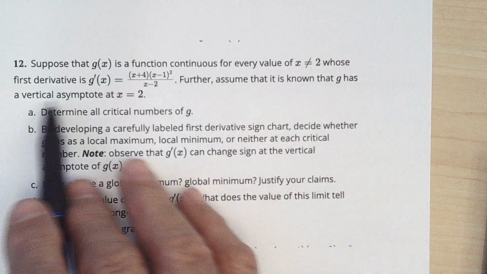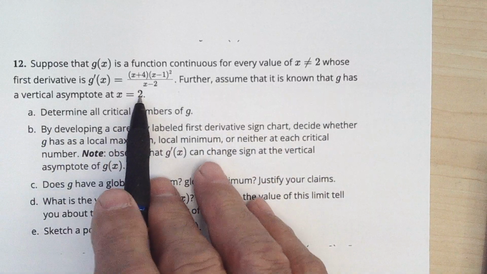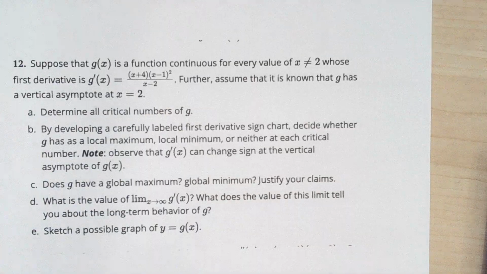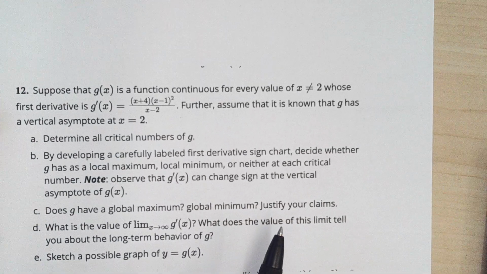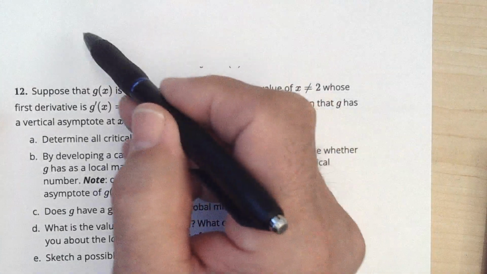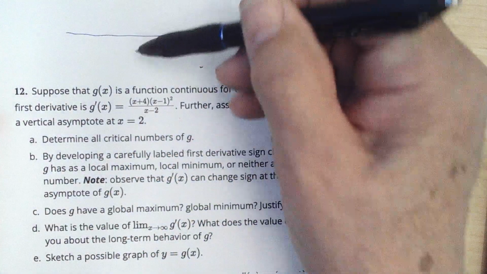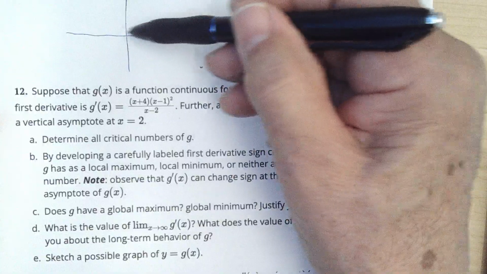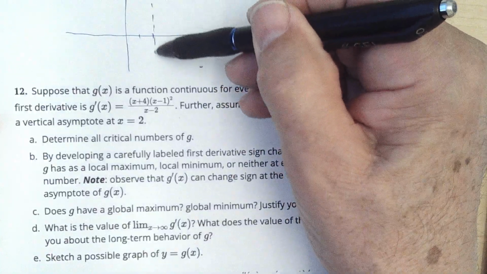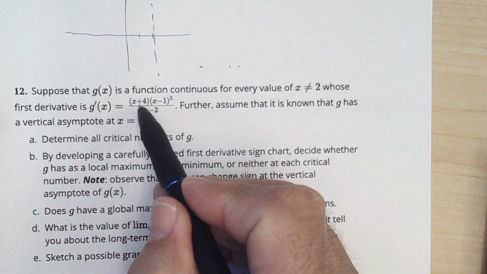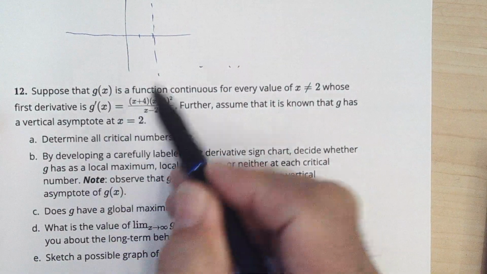Further assume that it is known that g has a vertical asymptote at 2. Well, we know that already. We can look at that and see that. In fact, from pre-calculus, you should know that this has a vertical asymptote at plus 2. It crosses x at minus 4.